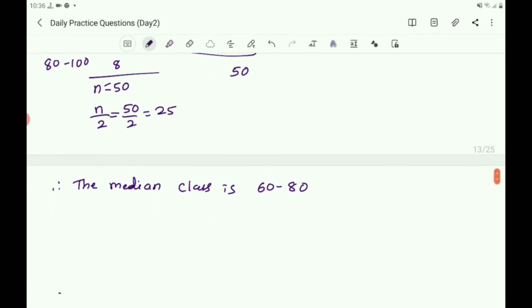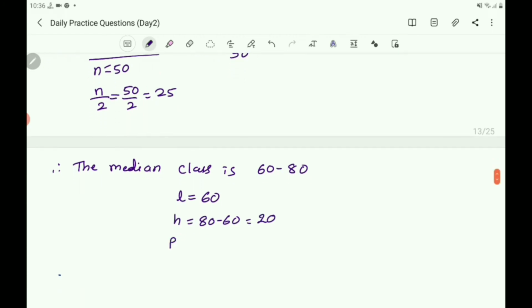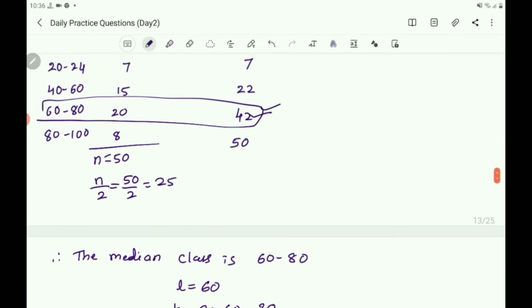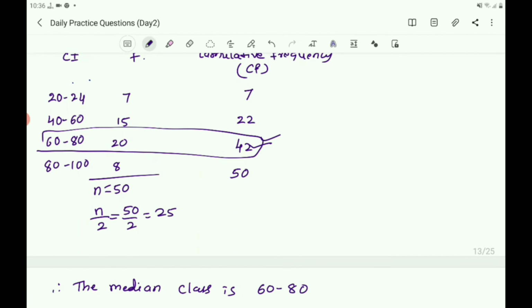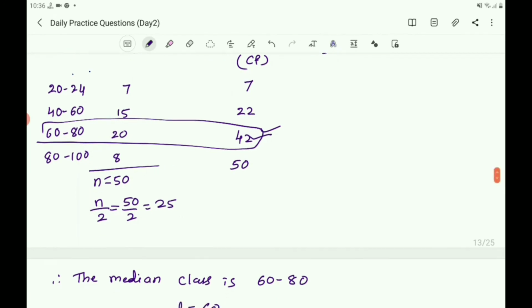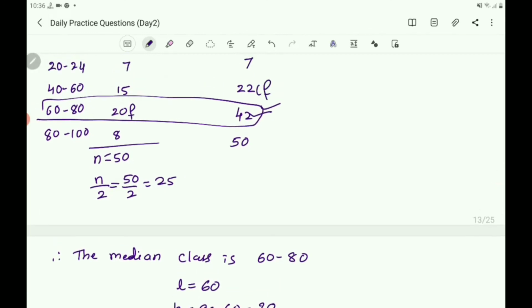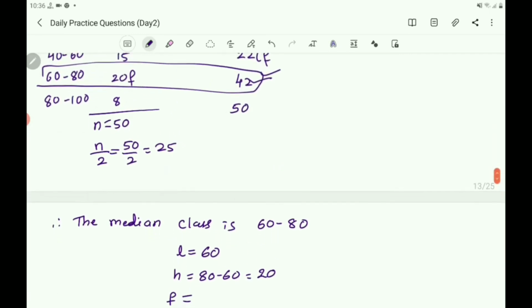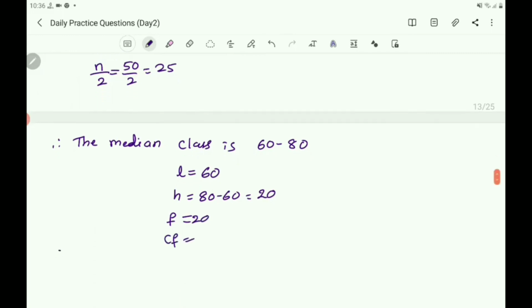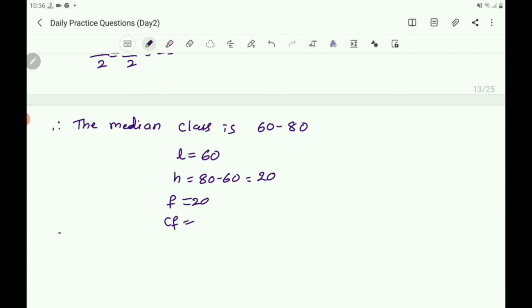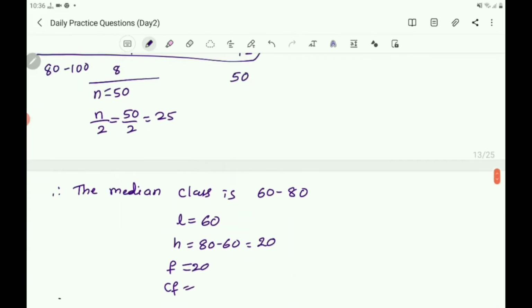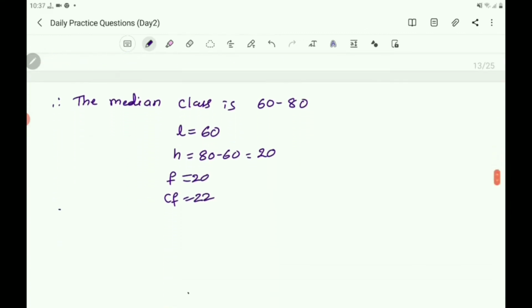Then find the lower limit. L equals lower limit of the median class, that is 60, and h, the size of the class, is 80 minus 60, that is 20. And f. What is f? f is the frequency of the median class, that is 20. And CF is the cumulative frequency below the median class, that is 22.